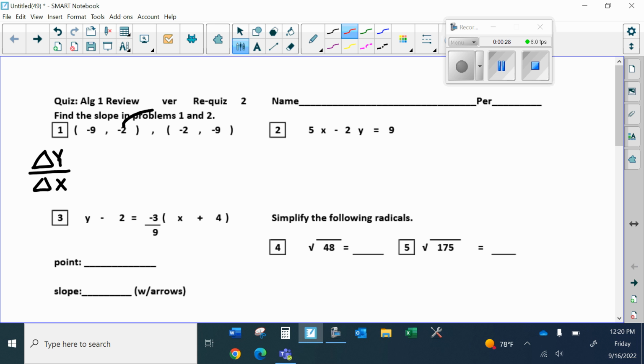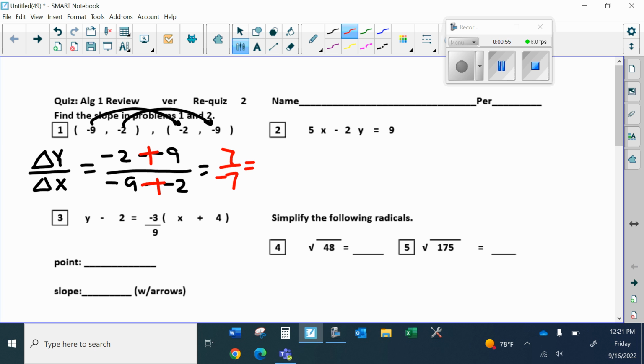Next, draw an arrow showing your changing y: -2 minus -9. Now draw an arrow, same direction, showing your change in x: -9 minus -2. We know that we switch two negatives to a positive. So it says 9 minus 2 is 7. 2 minus 9 is -7. I cannot leave it like that. I must reduce it if I want full credit. -1. Should be super easy.